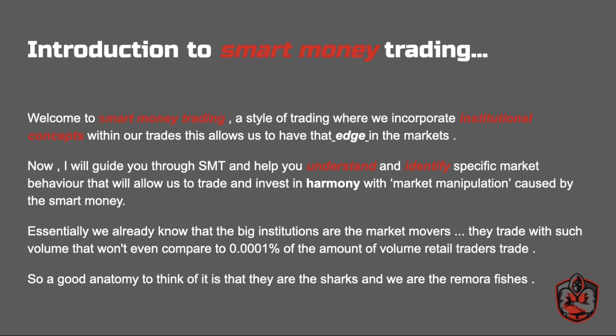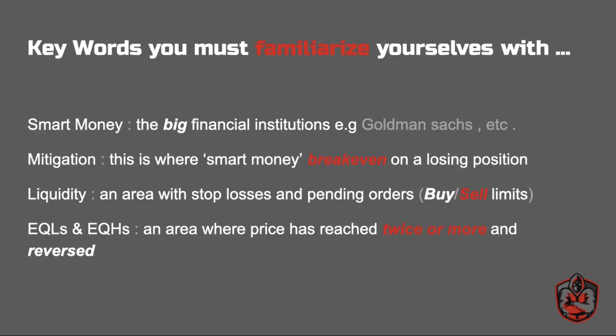Essentially, we already know that the big institutions are the market movers. They trade with such volume that it doesn't even compare to 0.0000001% of the amount of volume us retail traders trade. A good anatomy that my mentor Mark Fraser taught me is that you got to think of it as this: the smart money are essentially the sharks, and we as retail traders are the remora fishes. Now, the remora fishes would follow the sharks and eat the sharks' leftovers. That's a good anatomy to think of it as. Now let's get straight into it.